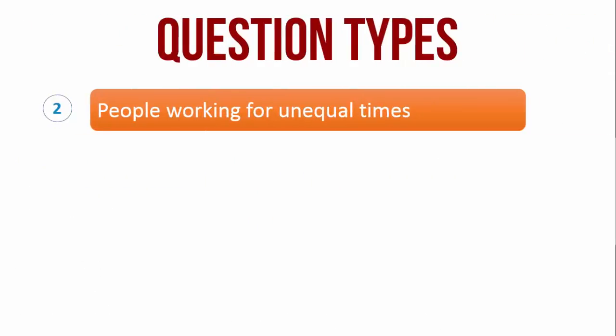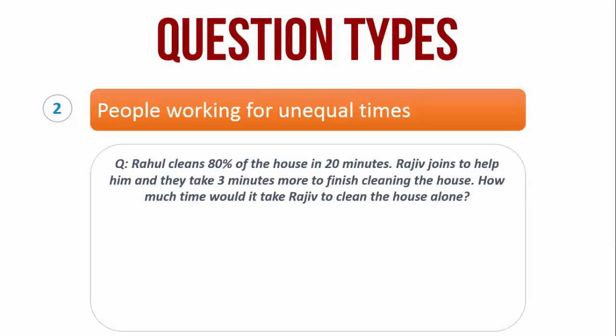The second kind of question is for people working for unequal time. Let us understand by the help of an example question. Now Rahul cleans 80% of the house in 20 minutes. Rajiv joins to help him and they take 3 minutes more to finish cleaning the house. Now, how much time would it take for Rajiv to clean the house alone?